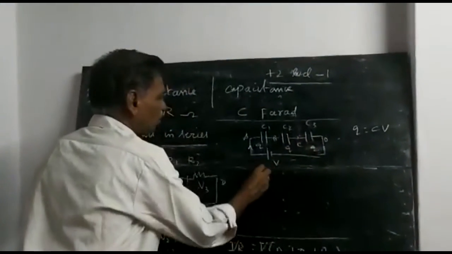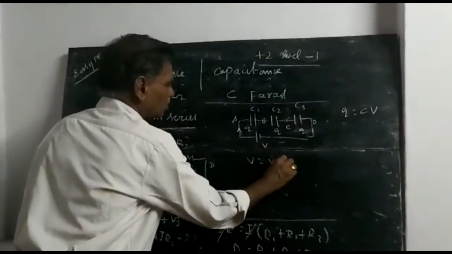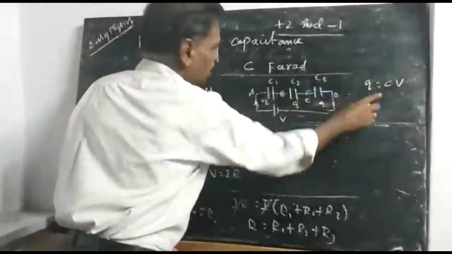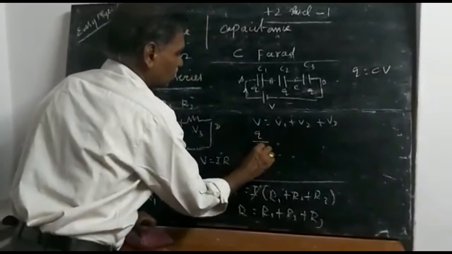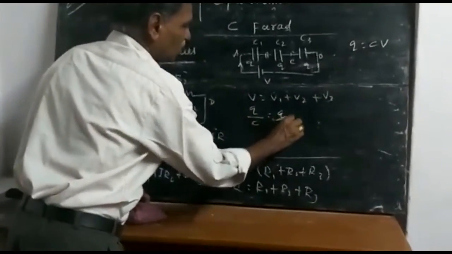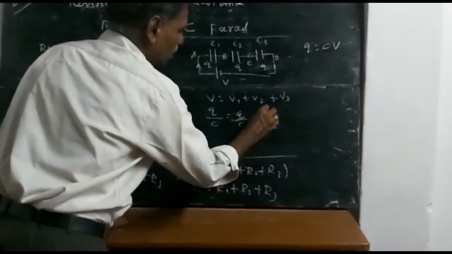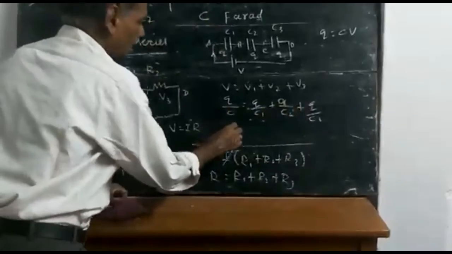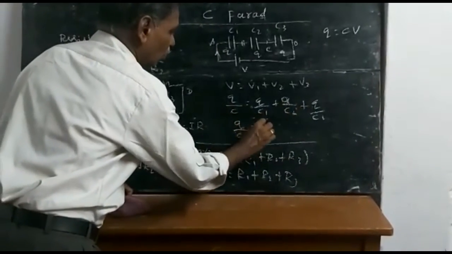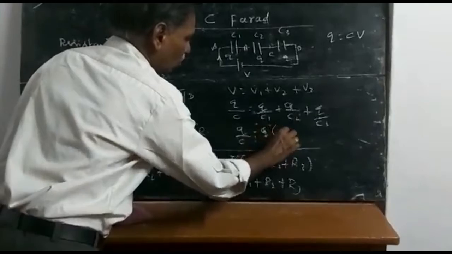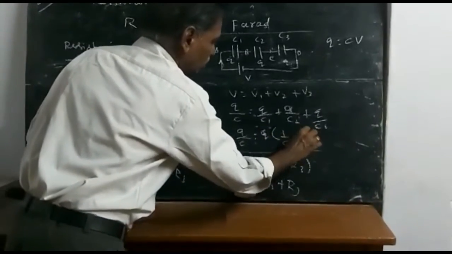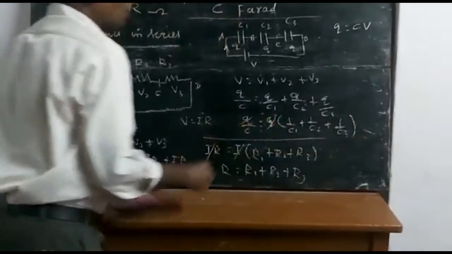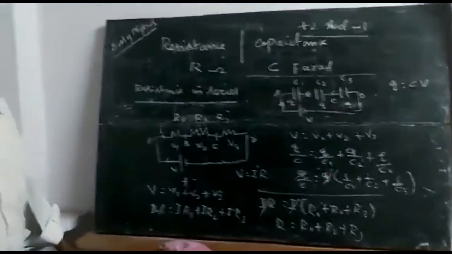The total voltage equals V1 plus V2 plus V3. So from this equation, Q by C equals Q by C1 plus Q by C2 plus Q by C3. Q is taken outside, so 1 by C equals 1 by C1 plus 1 by C2 plus 1 by C3. Q cancels. Therefore 1 by C equals 1 by C1 plus 1 by C2 plus 1 by C3.